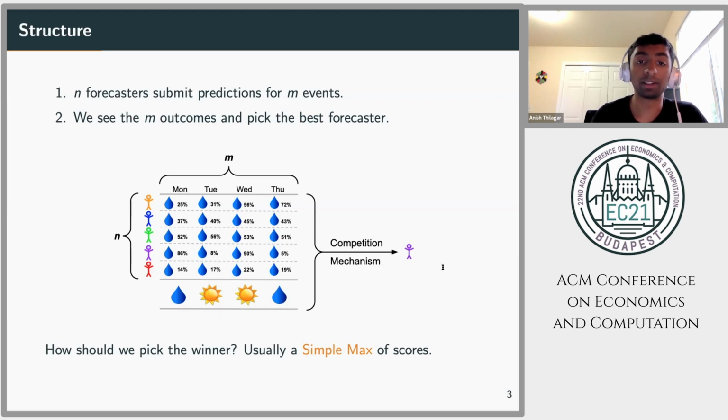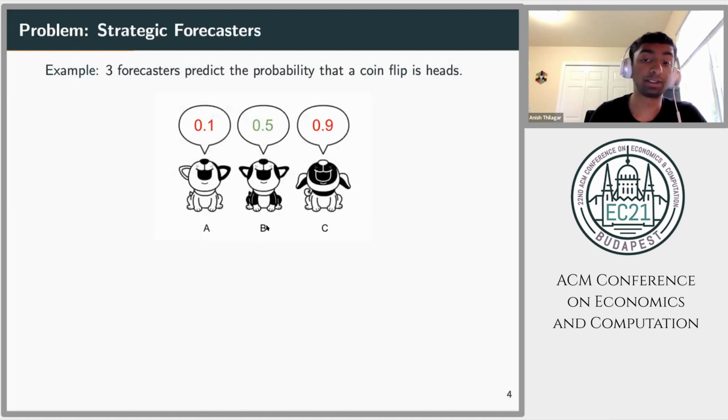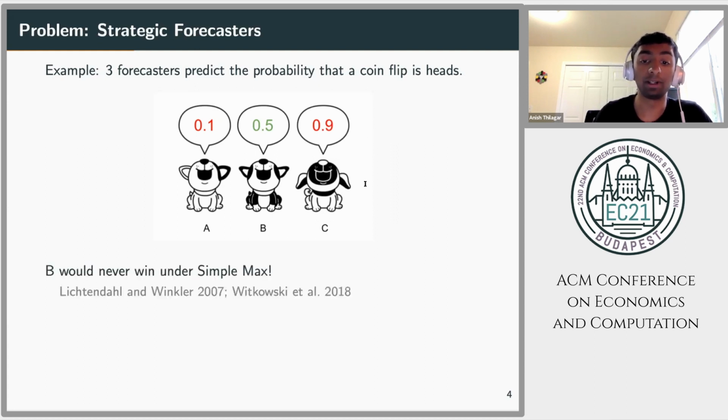So this is what is commonly used, but it doesn't always work in practice when forecasters are strategic. To see this, we'll consider an example where we have 3 forecasters predicting the probability that a coin flip comes up heads. Our forecasters are A, B, and C. And here B is actually predicting the correct probability because the coin will come up heads half the time. However, using simple max, B can never win, because if the coin comes up tails, then A will have a higher score because they're closer to 0. If it comes up heads, then C will have a higher score because this is closer to 1. So B can never win under simple max.